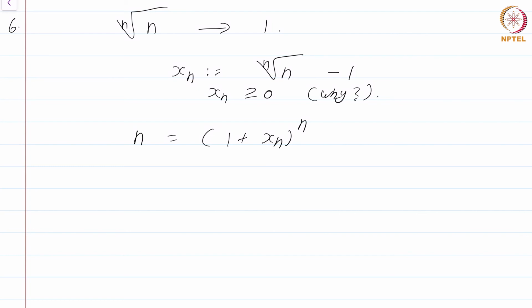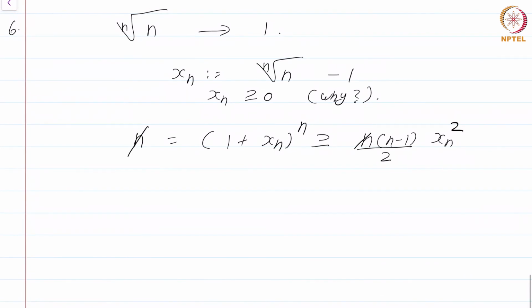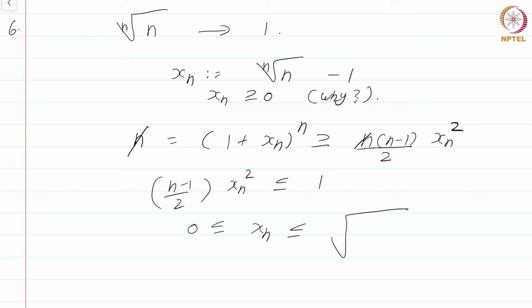Now n will again be equal to (1 plus xn) to the power n. And now we expand this by the binomial theorem. We will have many terms. I am interested in only one of them. This will be greater than or equal to n times (n minus 1) by 2 times xn squared. Since n is greater than or equal to this, we can cancel off the n, and we get (n minus 1) by 2 times xn squared is less than or equal to 1. In other words, 0 is less than or equal to xn is less than or equal to the square root of 2 by (n minus 1).